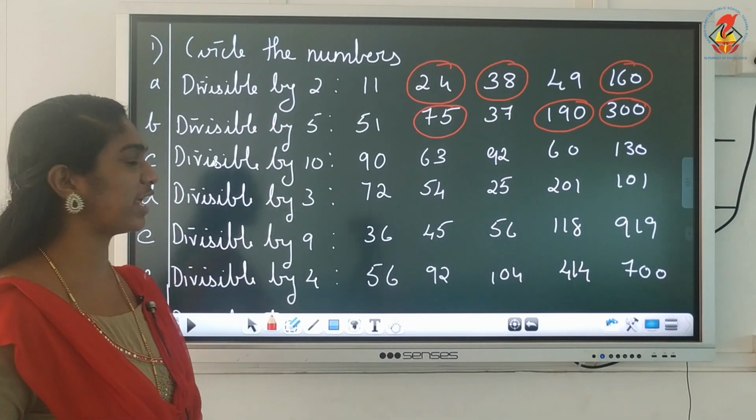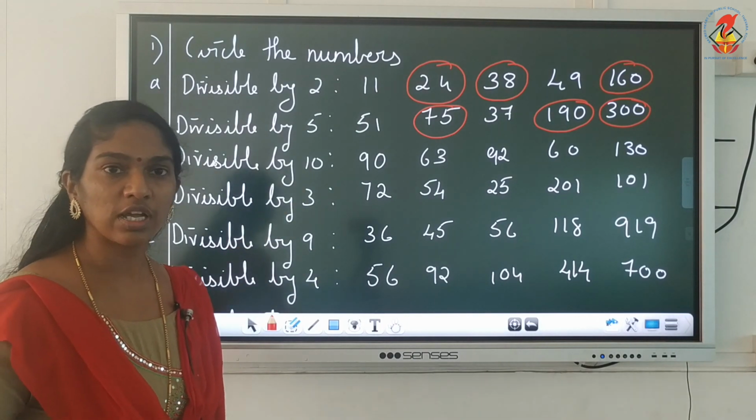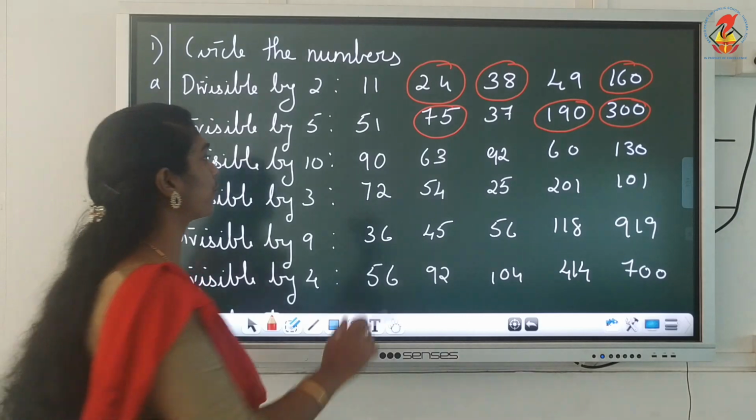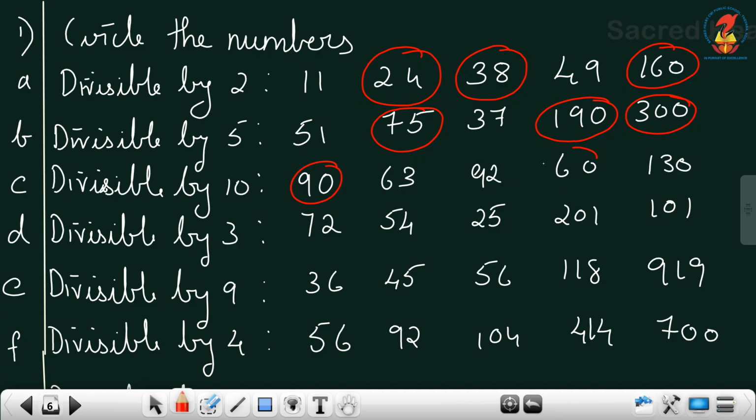Next, divisible by 10. What is the condition? Last digit should be 0. Yes, you have one over here. You have one here, another one here. Last digit is 0. Now coming to 3.